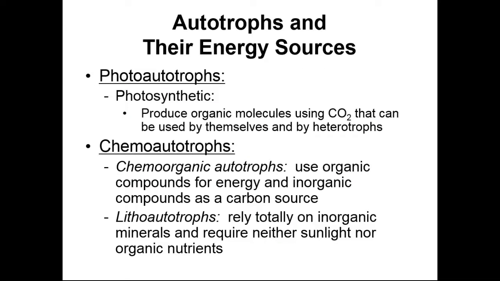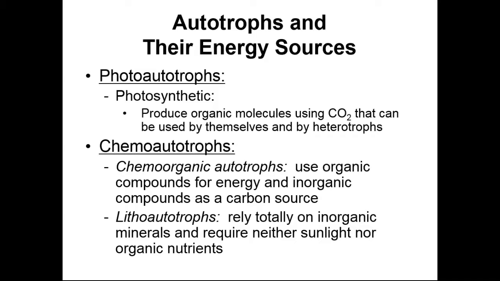So as I mentioned before, we have our photoautotrophs, organisms that are photosynthetic. We have our chemoautotrophs. Wow, I really just spent a lot of time on the last slide, so we'll go quickly on this slide. Chemoautotrophs are going to use inorganic carbon for the carbon source, and they use organic compounds for energy. We can have our chemoorganic autotrophs, or we can have our lithoautotrophs. Lithoautotrophs rely totally on inorganic materials and require neither sunlight nor organic nutrients.